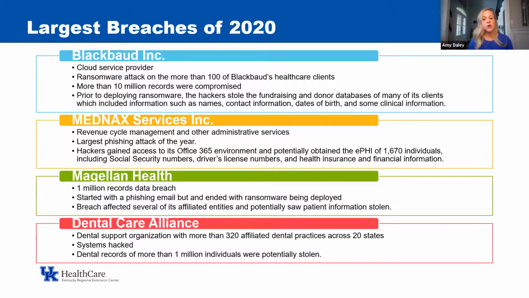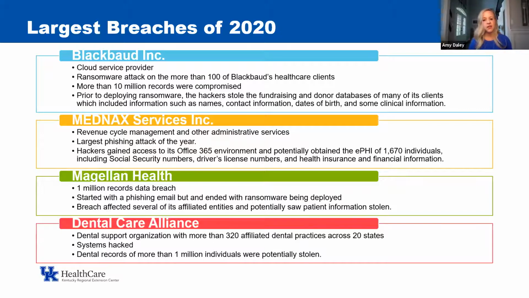And what happened was, prior to deploying the ransomware, the hackers stole fundraising and donor databases of its clients, which included information such as names, contact information, dates of birth, and clinical information. And from that, they were able to deploy the ransomware, probably through phishing attacks, and affect 10 million records. This is relatively new, even though it was reported in 2020. And as you know, it can take years to investigate and resolve, and it could be years before we even see a settlement report come from this.